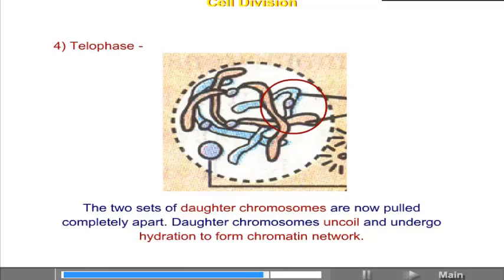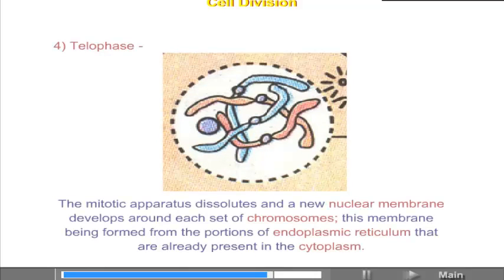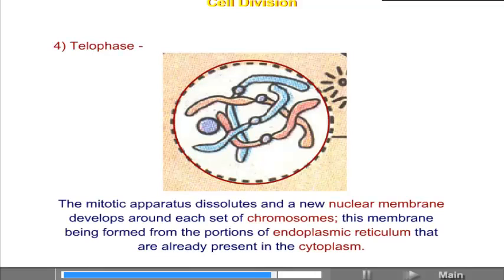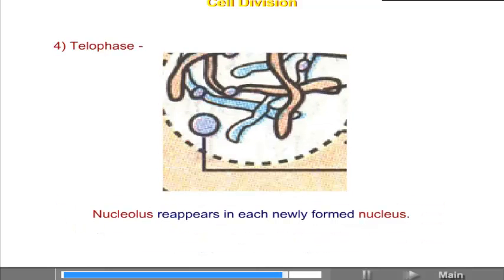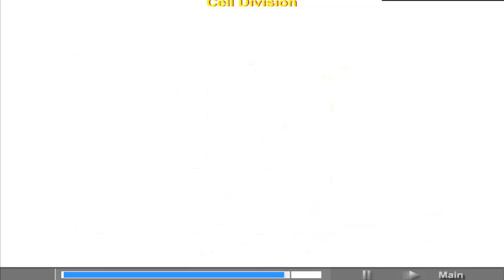Telophase. The two sets of daughter chromosomes are now pulled completely apart. Daughter chromosomes uncoil and undergo hydration to form the chromatin network. The mitotic apparatus dissolves and a new nuclear membrane develops around each set of chromosomes. This membrane is formed from portions of endoplasmic reticulum that are already present in the cytoplasm. Nucleolus reappears in each newly formed nucleus.